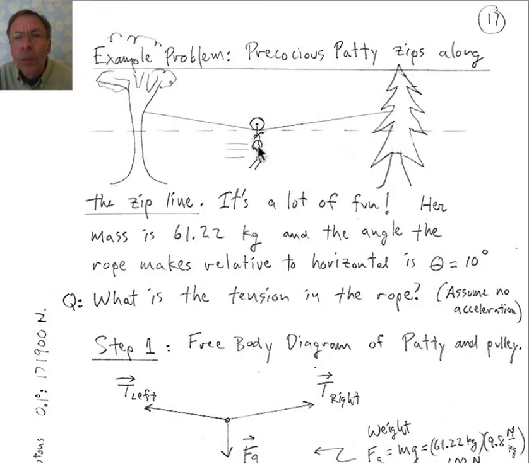We're going to be focusing our analysis on this place right here where the pulley is sitting on the rope. The question is, what is the tension in the rope? You're given this angle here, it's 10 degrees, and you're given her mass. So from her mass, you multiply by g to get her weight. So what's the tension in the rope here that's keeping her from falling down?